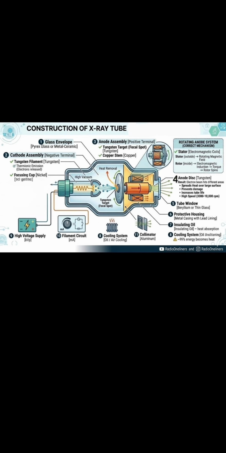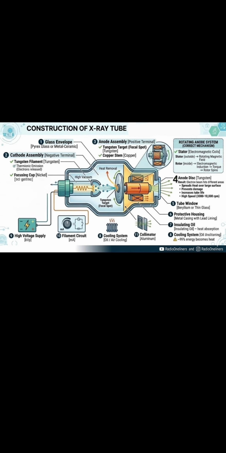Next will be the protective housing. This housing can be made up of metal, but it should carry the lead lining, which is responsible for protecting the patient as well as us from the secondary radiation. Next will be the insulating oil. As the name suggests, it serves the insulation purpose of the tube, and basically heat absorption. Next will be the cooling system.